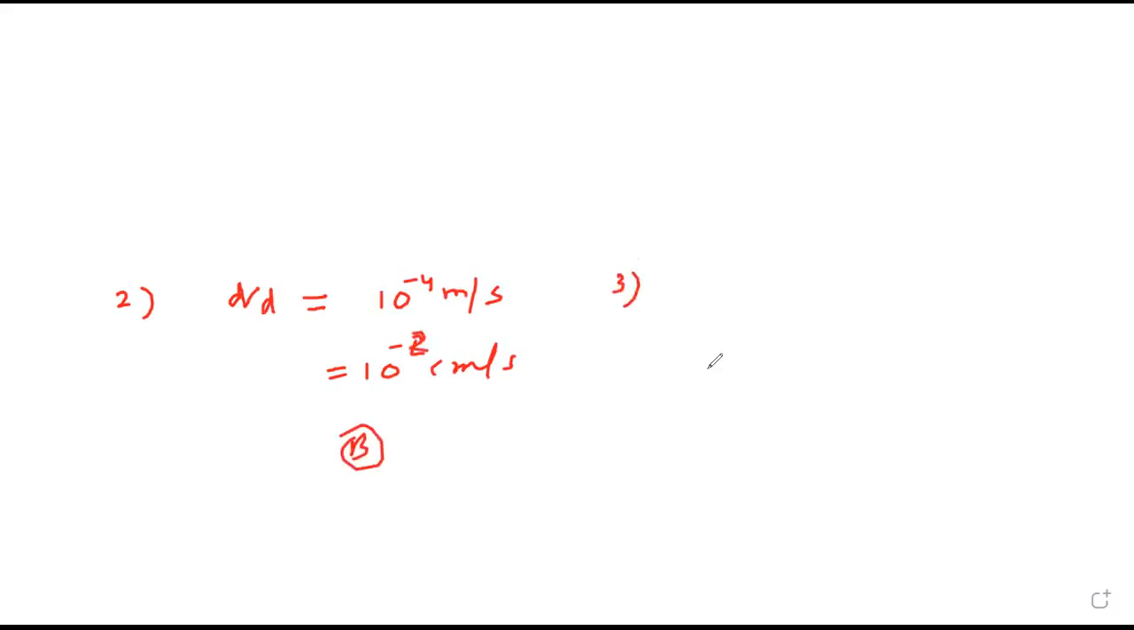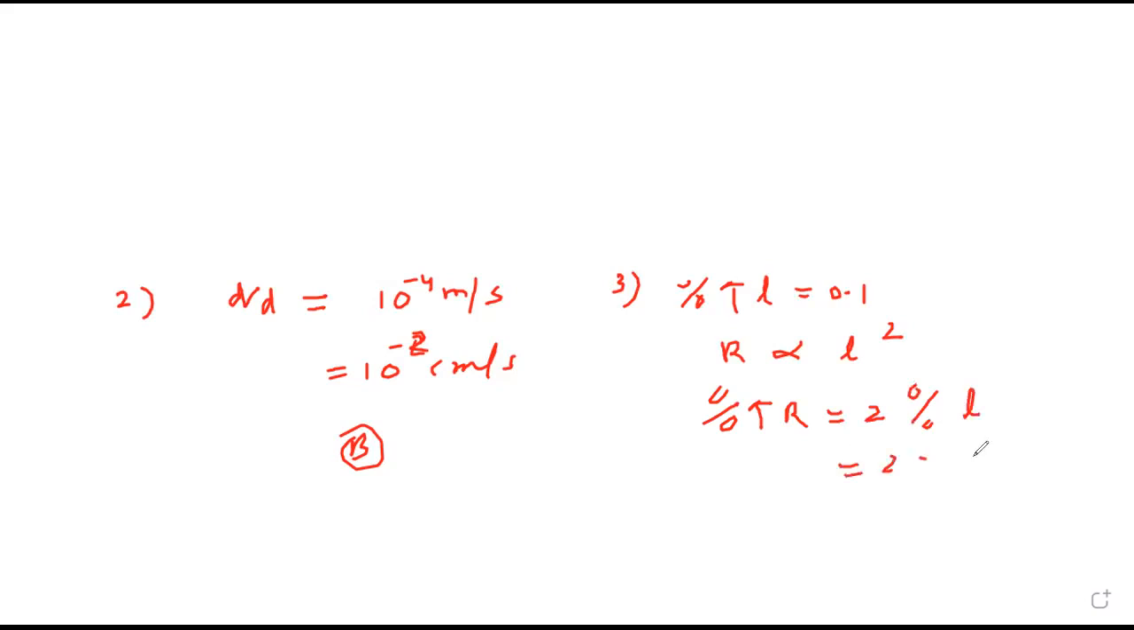When a wire is stretched, length is increased. 0.1% length is increased. So percentage increase in length is 0.1 when the wire is stretched. When the wire is stretched, then R is proportional to L square. Percentage increase in R is 2 times percentage increase in length. 2 into 0.1 equals 0.2%. Option 0.2%.